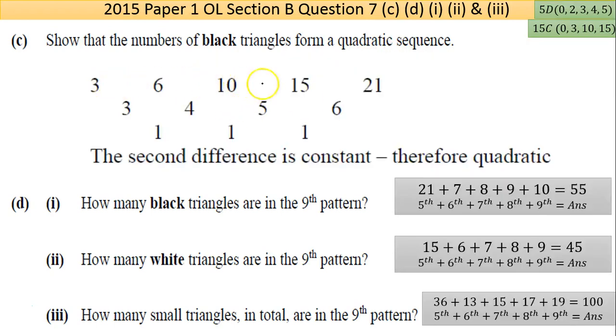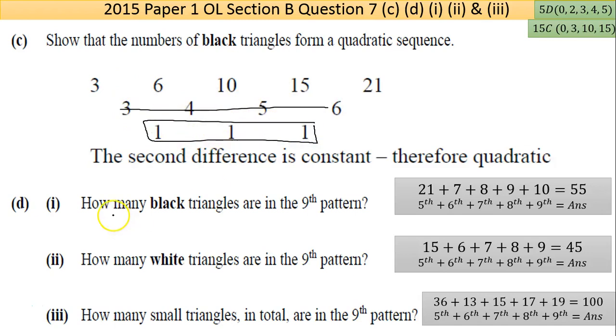So I've shown that here from the actual example we have. It was 3, 6, 10, 15, 21. The difference between them is 3, 4, 5, 6. That was the pattern we identified. Now the difference between the pattern is 1, 1, 1. So the second difference is a constant, therefore quadratic. Now, we do part D, part 1.